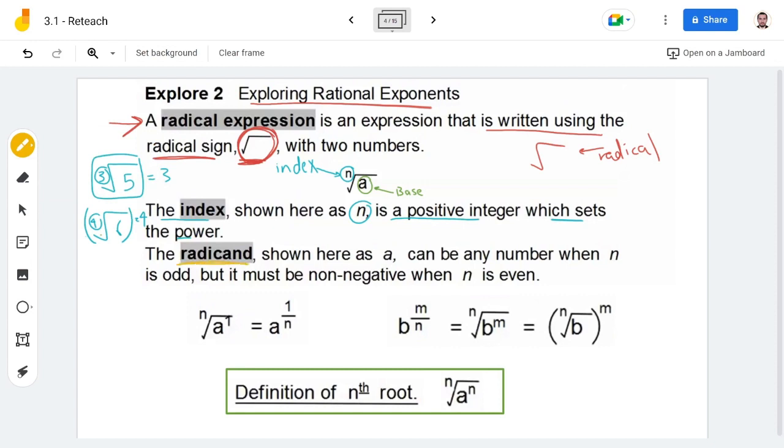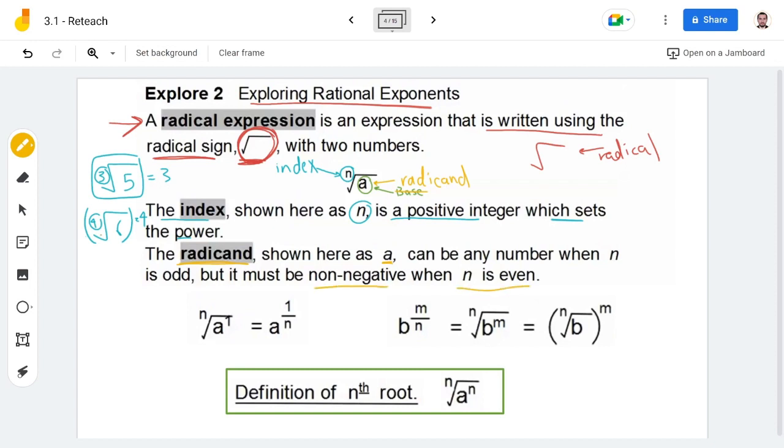Now let's change the base word. We will not say this is the base; we will call this one the radical. So this a means the radical, the root, and the index is n, shown here, which can be any number if n is odd, but it must be non-negative when n is even.